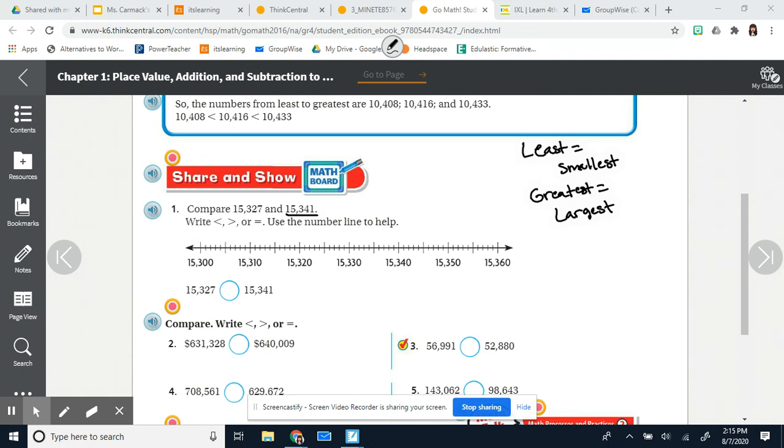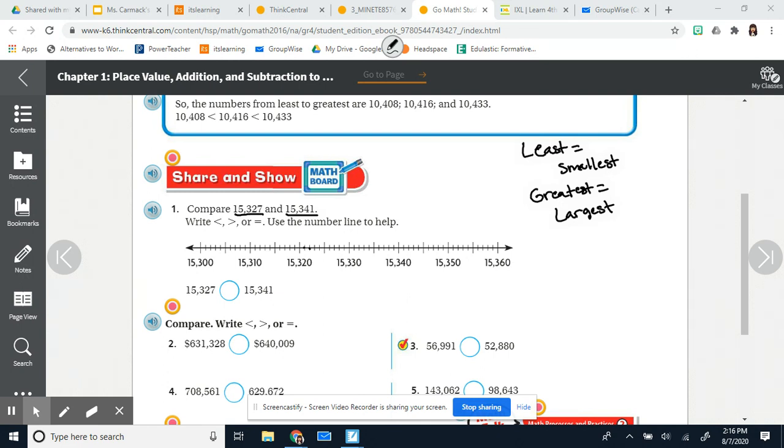Okay, so we have on our number line, on the very left, 15,300. Going to the right, we get bigger. So I'm going to start with 15,327. And I'm going to look on my number line here. Okay, 15,300. I know it's going to be bigger than that. 15,310. Probably going to be bigger than that. 15,320. It sounds right. Okay, now we're going to count our little tick marks here.